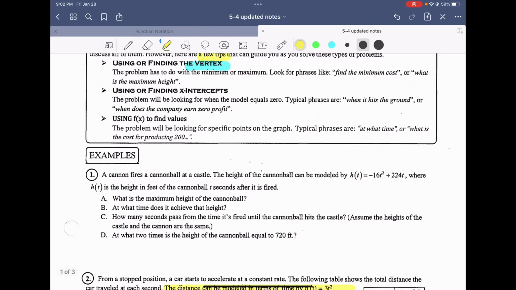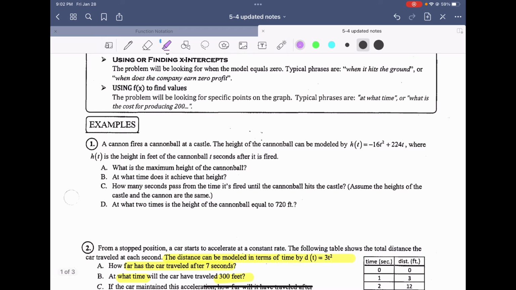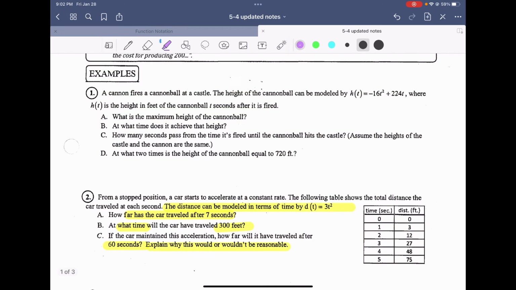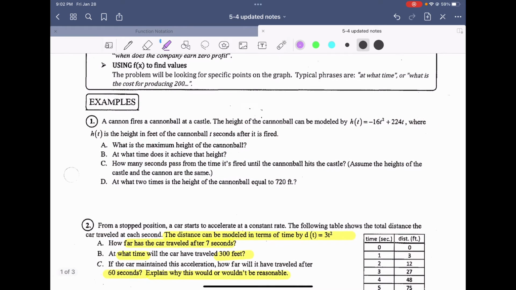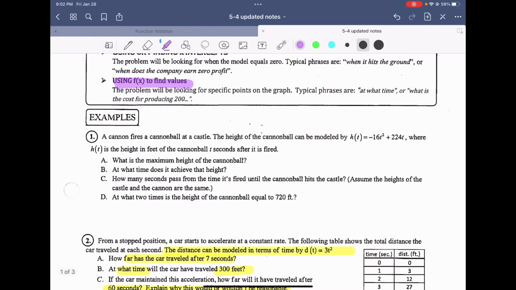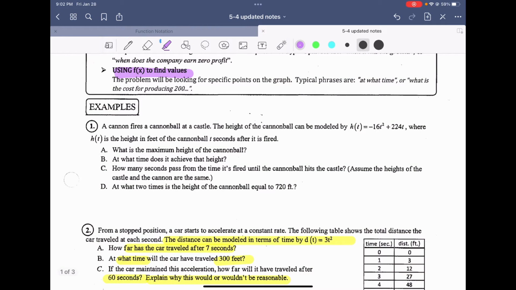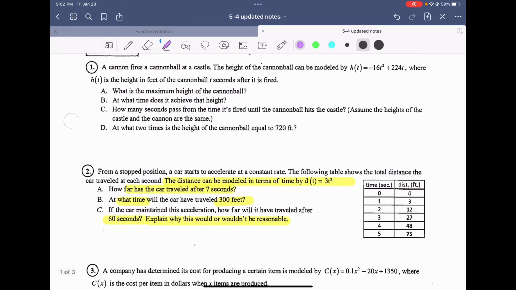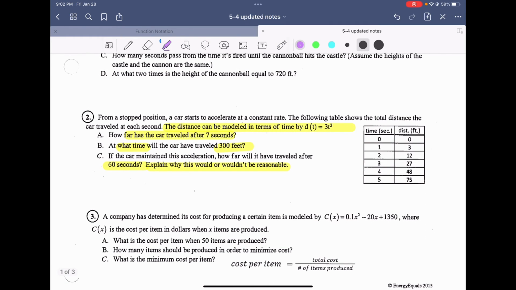Let's see. So when it's giving us specific numbers, at what time, or 300 feet, 60 seconds, we are going to be using just the equation itself to find these. So we're using f of x to find the values. So we could actually do most of these algebraically. So I'm going to write them as equations.